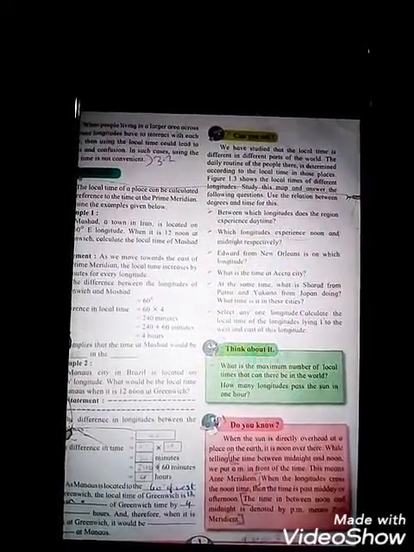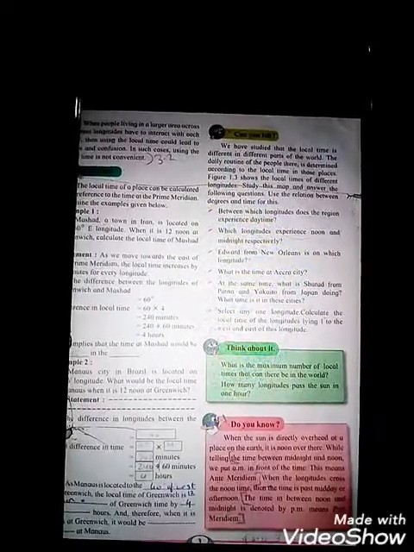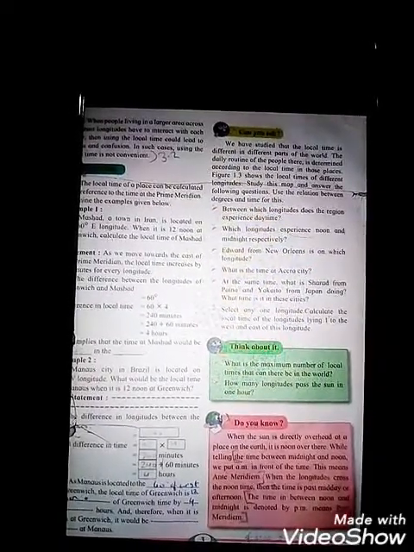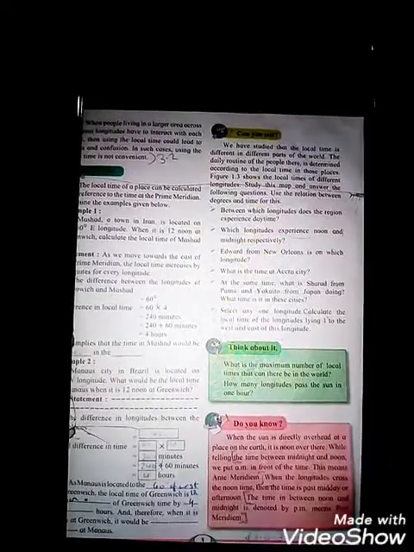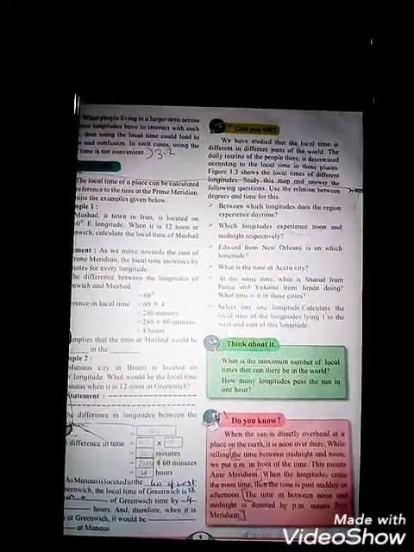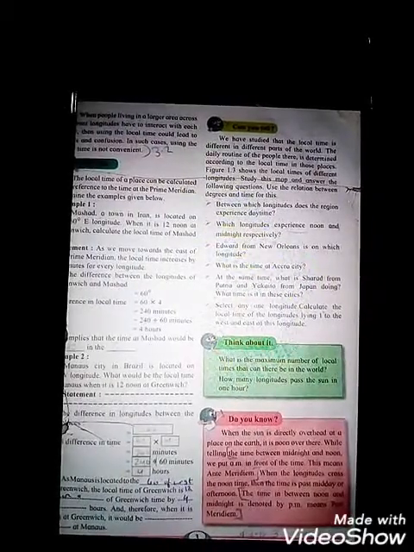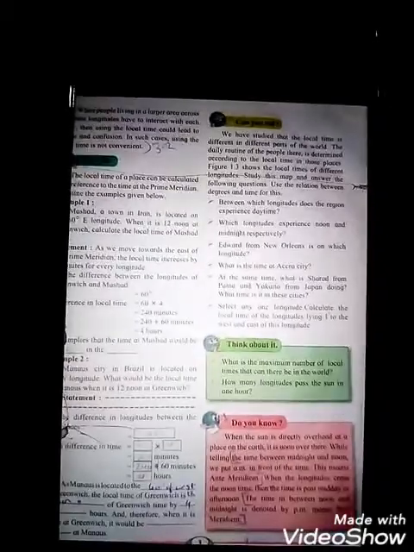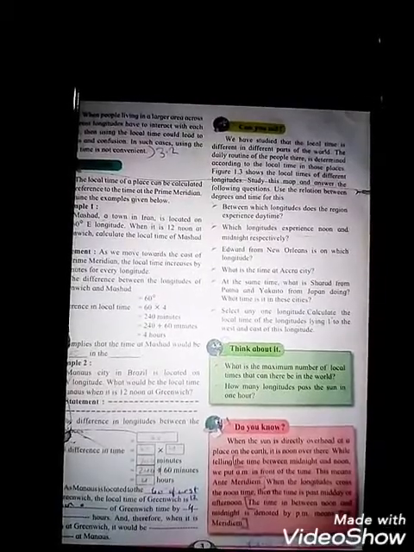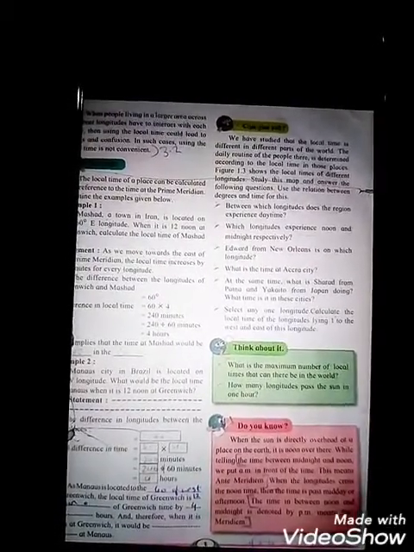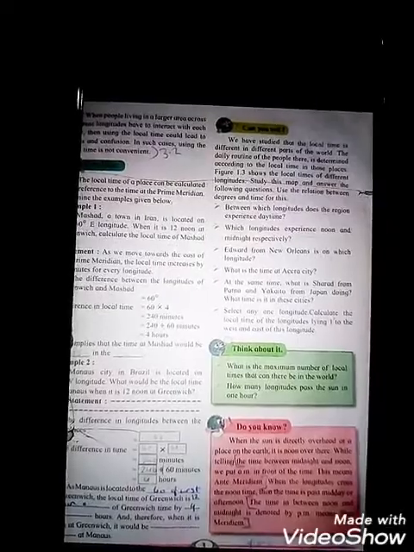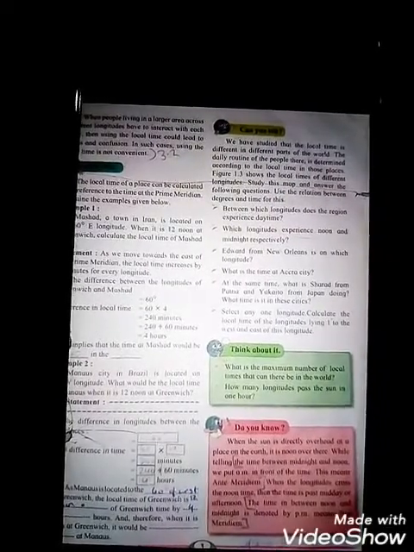See, students, 0° longitude and 180° longitude experience noon and midnight respectively. Next, New Orleans is on which longitude? You can see the map. New Orleans is on 90° west longitude.